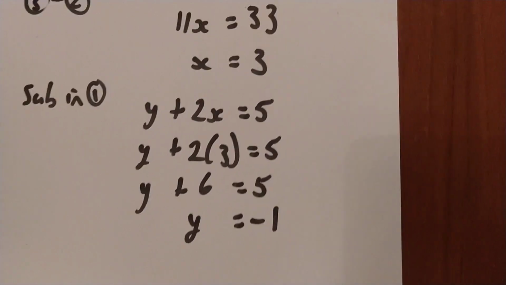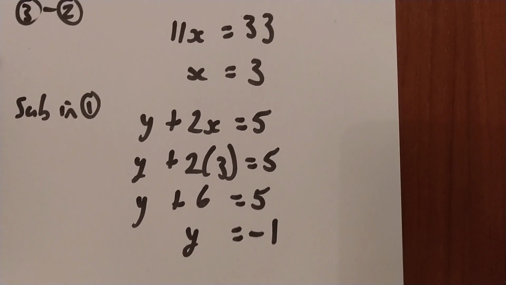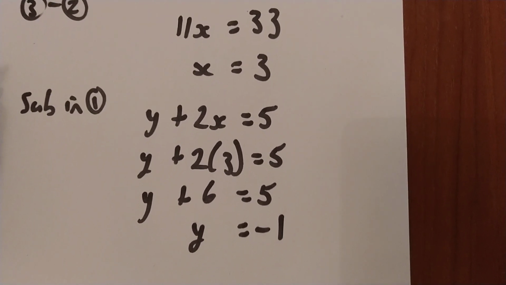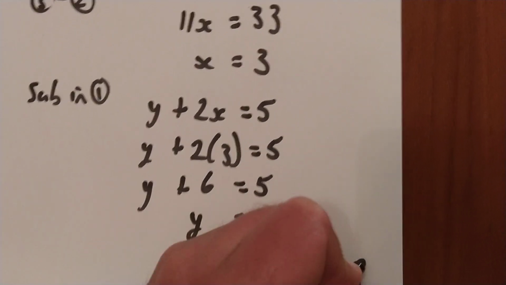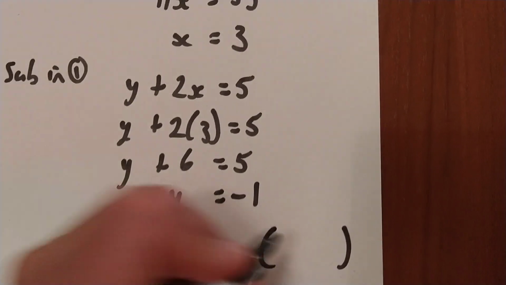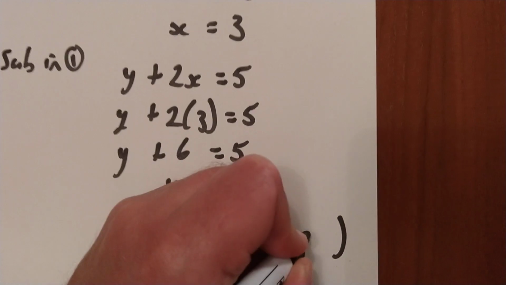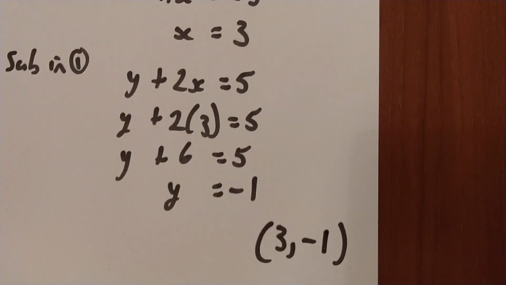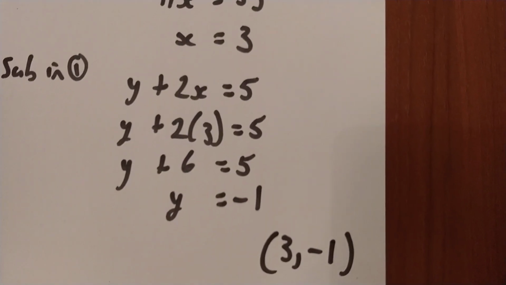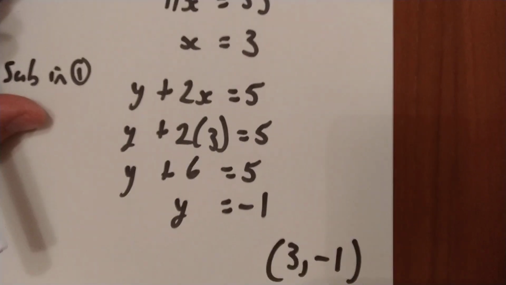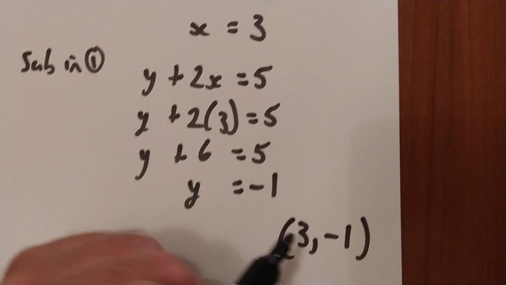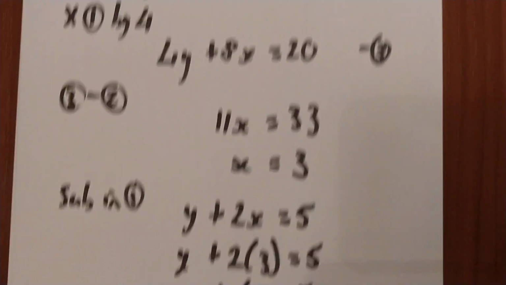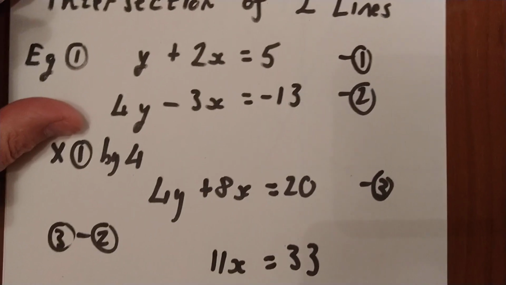I have an x value and a y value. Not quite finished, because the question did not say what is x and what is y. It said give the coordinates of the point of intersection. So I'll write that down as coordinates of a point: x is 3, y is negative 1. Just keeps it technically correct. Before you go on to the next question in your test or exam or exercise, check that the two values work in both equations. So then we'll see if we're correct.